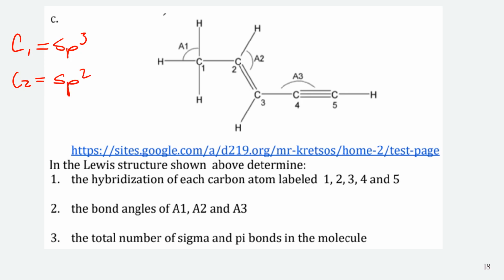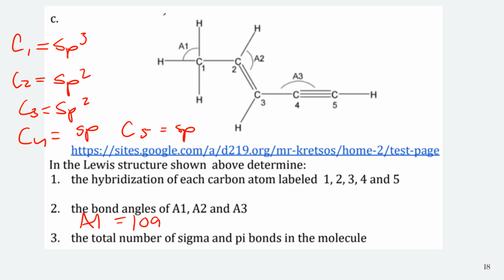Carbon 3, where are you? You have 3 domains, so it's sp2. Carbon 4, you have 2 domains, so it's just sp. And then carbon 5 is also sp, because there's only 2 domains. Find the bond angles at A1, A2, A3. So we can see there are 4 domains, and they're all bonding domains at A1. So the angle is going to be 109.5 degrees. Letter A2, 3 domains, they're all bonding domains, so the bond angle is going to be 120. And then A3, it's 2 domains, linear, so it's going to be 180 degrees.